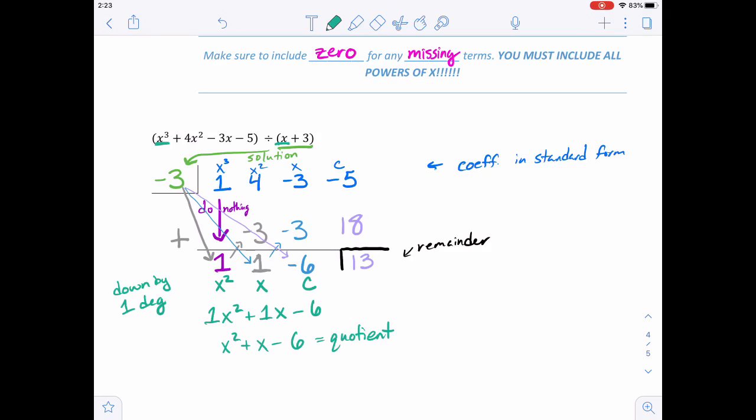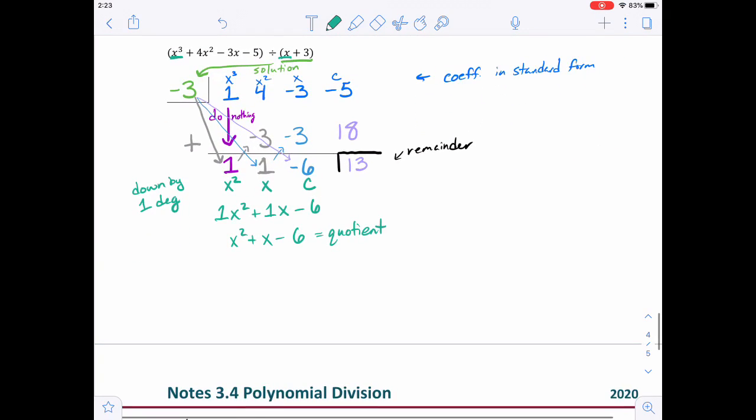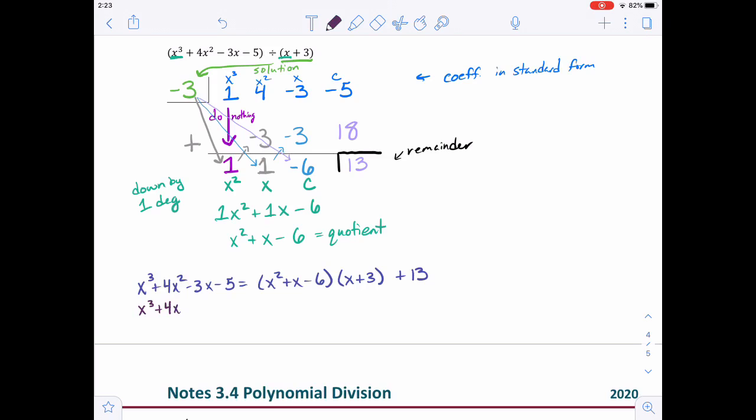So our remainder is 13. Our quotient is x squared plus x minus 6. So let's write it out. We could write it like this: x cubed plus 4x squared minus 3x minus 5 is equal to our quotient, x squared plus x minus 6, times our divisor, x plus 3, plus our remainder. That's one way. We could also write it as x cubed plus 4x squared minus 3x minus 5 divided by x plus 3 is equal to our quotient, x squared plus x minus 6 plus 13 divided by x plus 3.